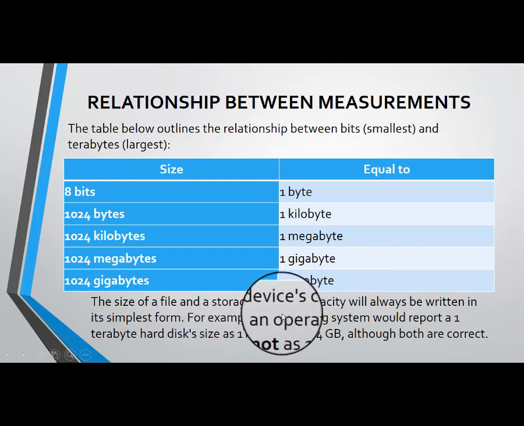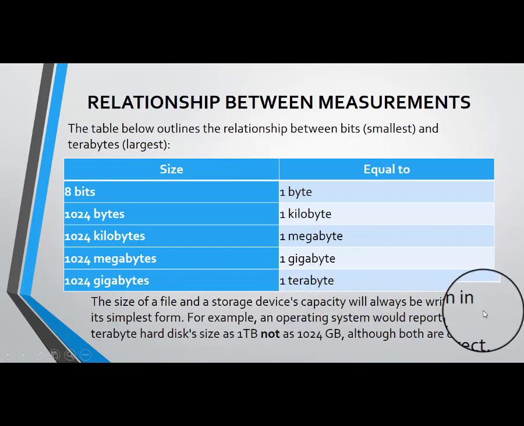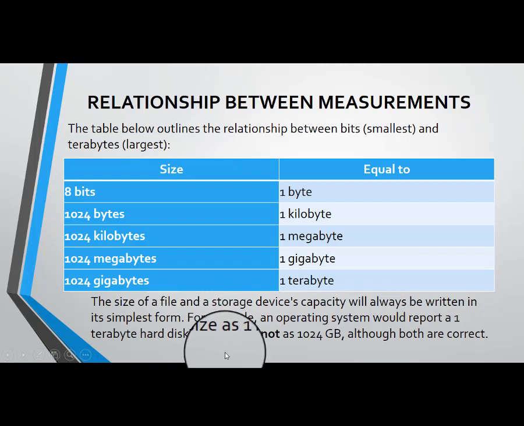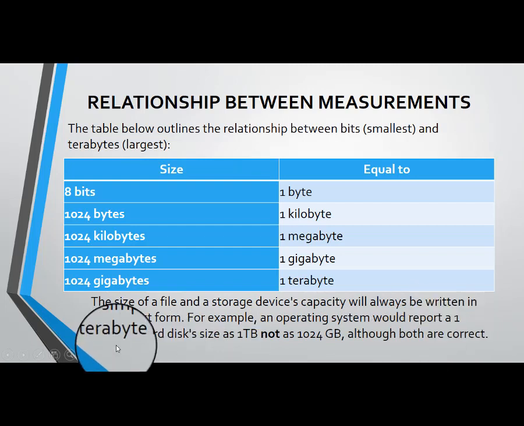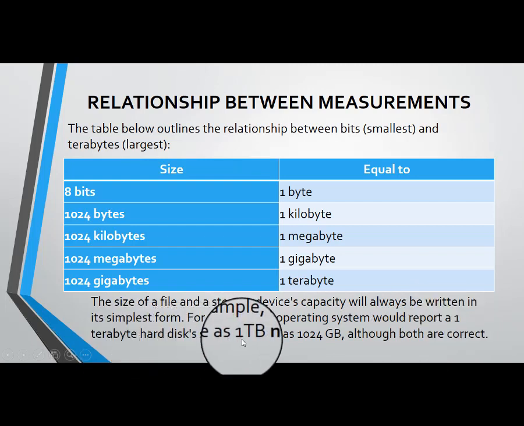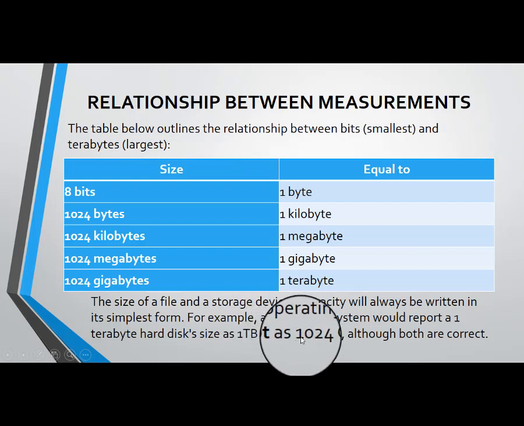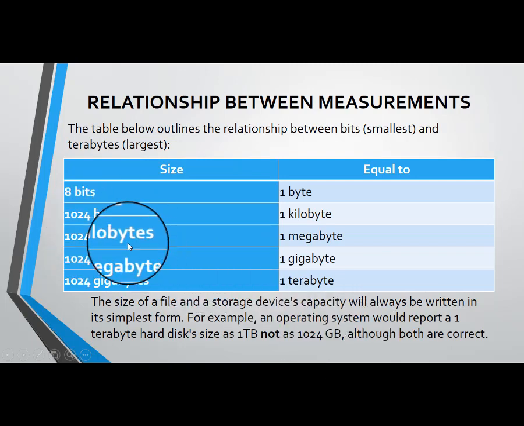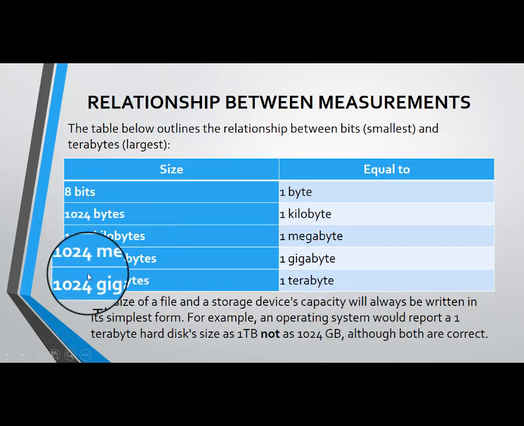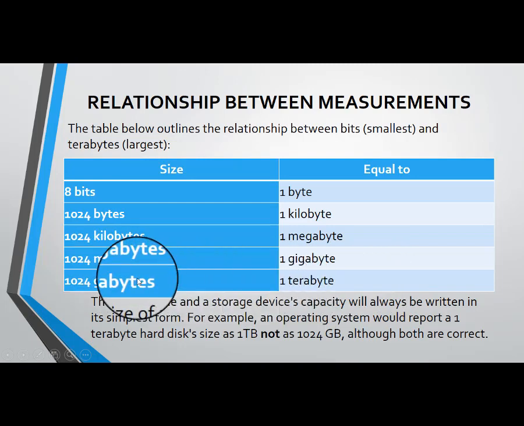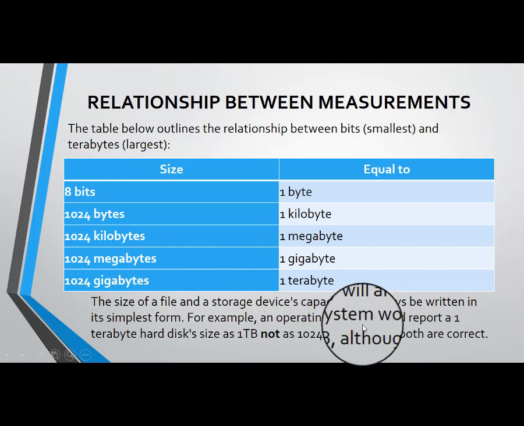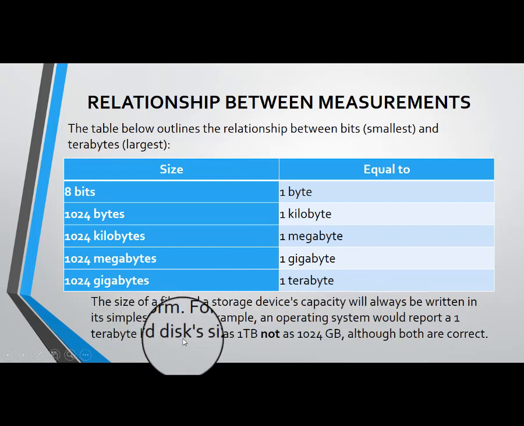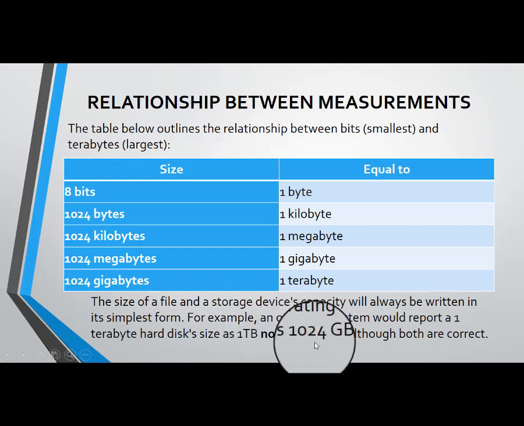So the size of a file and storage device capacity will always be written in its largest convenient form. For example, an operating system would report a 1 terabyte hard disk size as 1 TB, not as 1024 gigabytes. So if you're measuring this, an operating system will give you an abbreviation, like I said, and will report 1 terabyte as 1 TB, not as 1024 gigabytes.